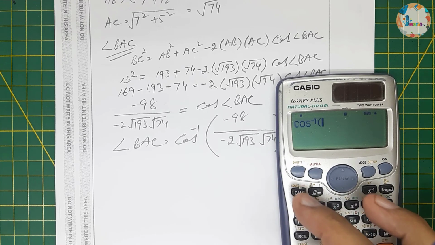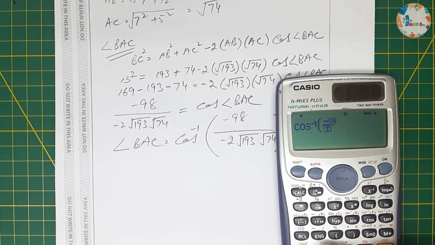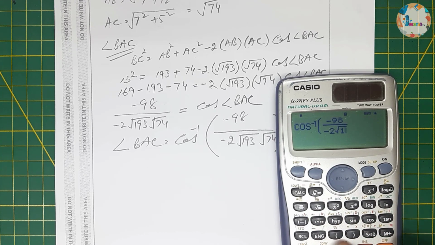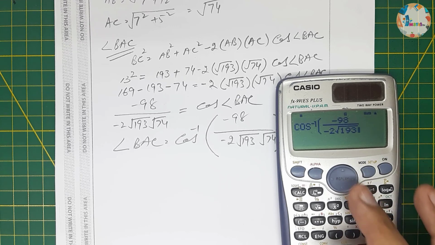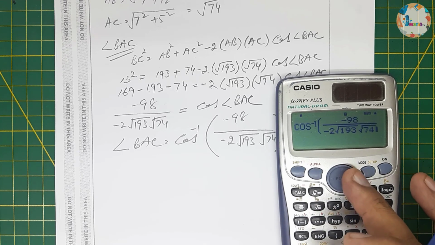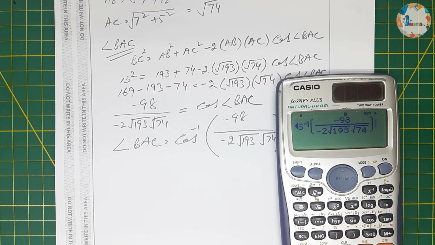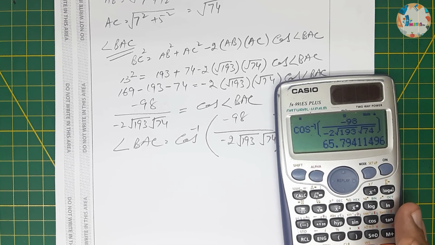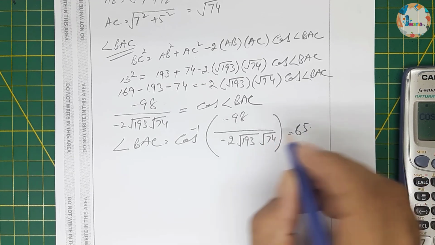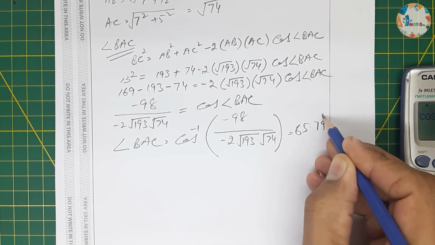Cos inverse of minus 98 over minus 2 and root of 193 and another root of 74, and bracket will be closed, and this angle will be equal to 65.79. So this angle is 65.79 degrees.